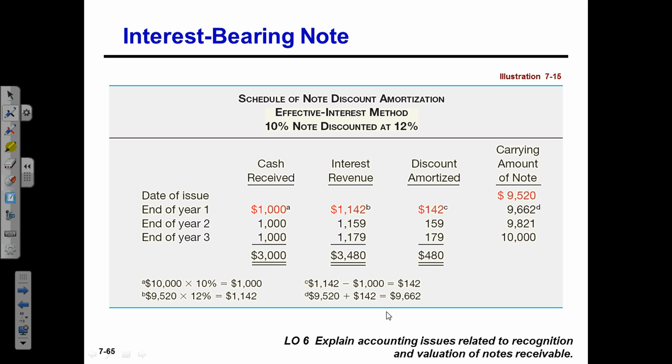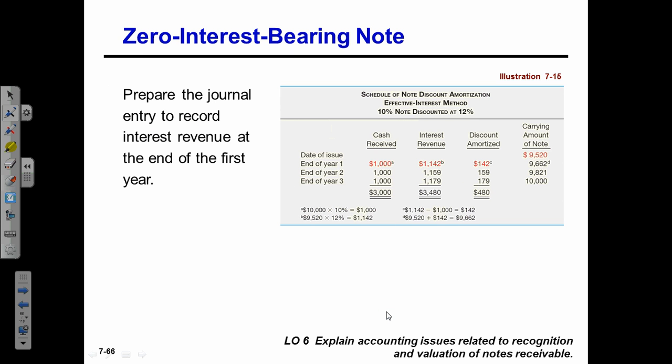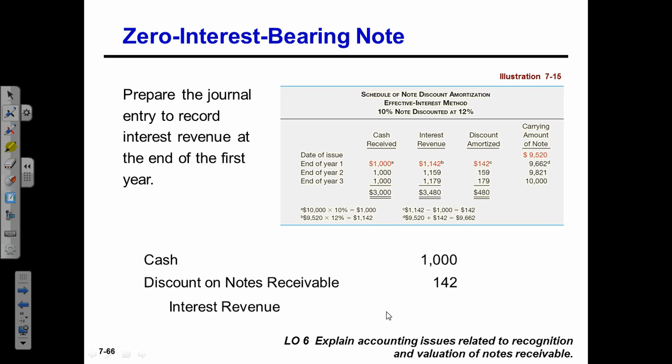So each one of those journal entries, they'll show you the entry here. Nice. Debit cash. Debit discount on notes receivable. Credit interest revenue. Boom. Do it 4 times. What do we have left in the discount? Nothing, right? And at the end, they owe us $10,000. They give it to us. What? Debit cash 10,000. Credit the note receivable 10,000. Deal's done. Okay.